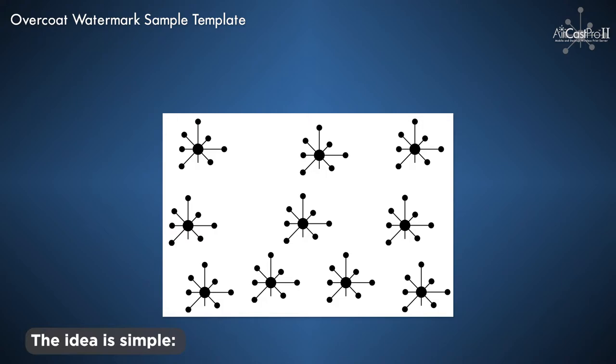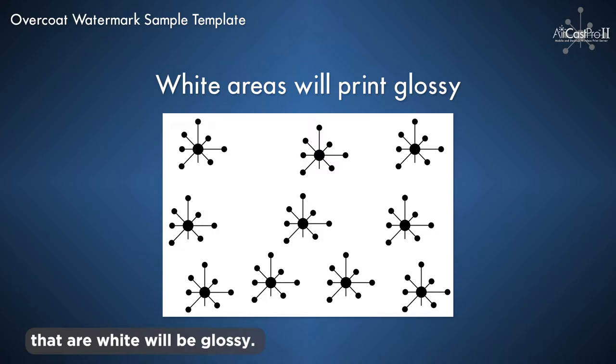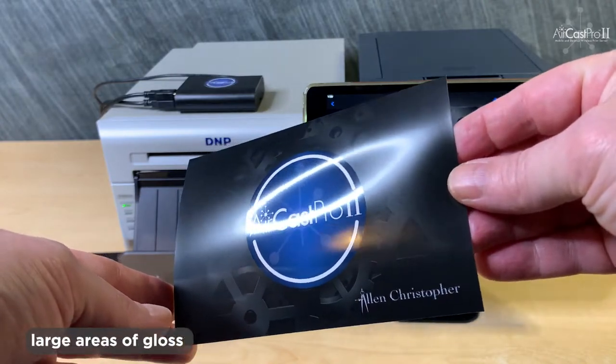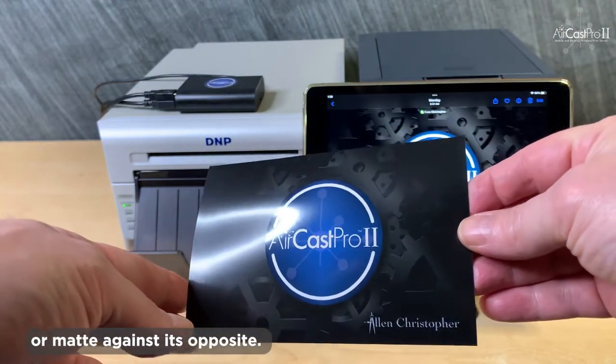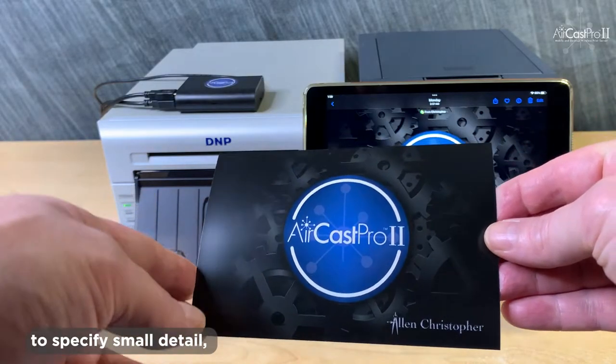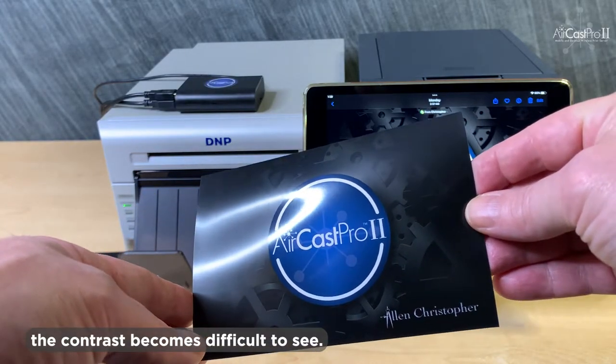The idea is simple. Overcoat Watermarking uses a black and white image template to know which parts of your image will remain glossy and which will be matte. Any portions of the template image that are white will be glossy. Portions that are black will be matte. For best results, always try to contrast large areas of gloss or matte against its opposite. While you can attempt to specify small detail, the contrast becomes difficult to see.